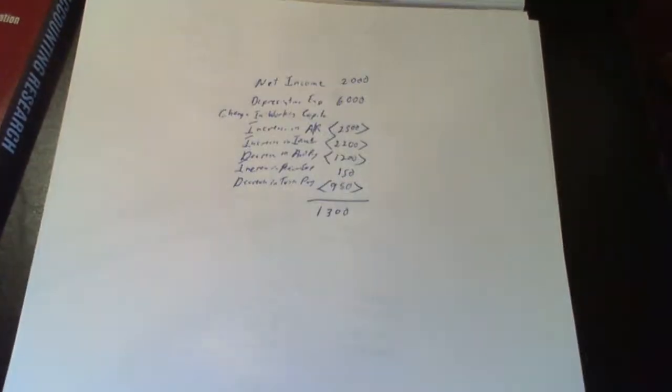We had an increase in accrued expenses. That was $150. We also had a decrease in taxes payable, and that was $950. And that will be a minus. So we add that all up, and we get the same $1,300 that we did before.